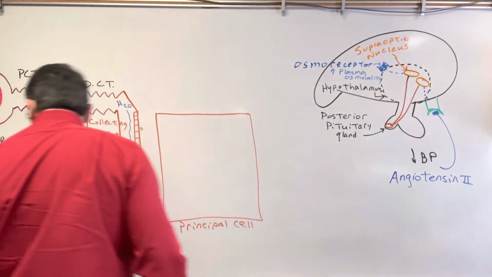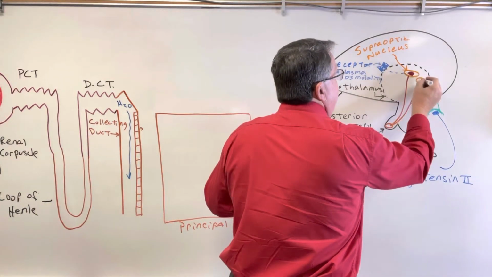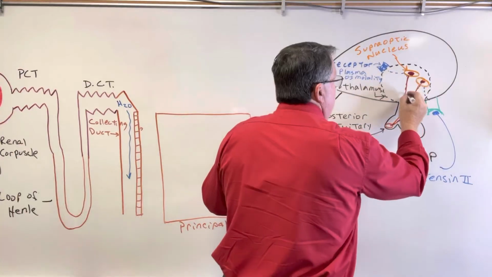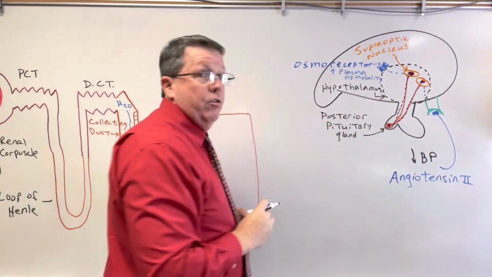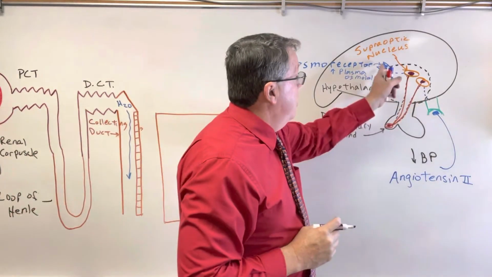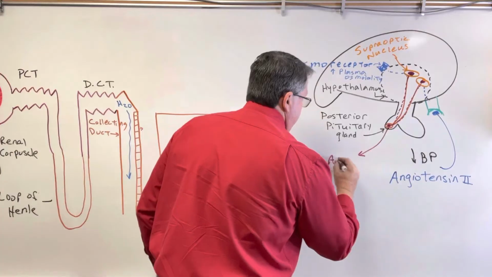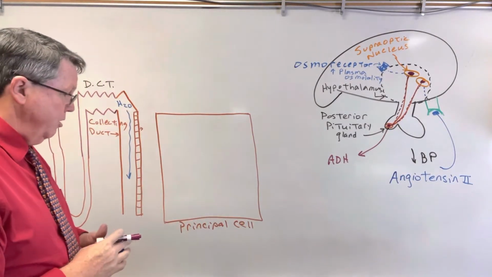So when it does that, the superoptic nuclei are going to make ADH. The ADH is going to travel down these axons and then be stored here in the posterior pituitary. And like I said, when these become activated, it's going to release the ADH into the bloodstream. So there's the ADH. Now, over here on the principal cell.